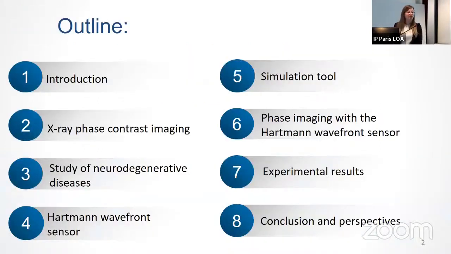This is the outline of my speech. I will introduce you the main concept of phase contrast imaging and the main application on neurodegenerative diseases. And of course, I will introduce the main concept of the Hartmann wavefront sensor and how it can be used for phase imaging issues.